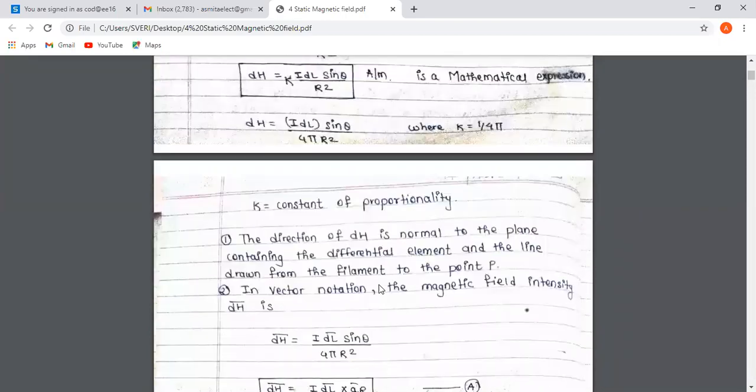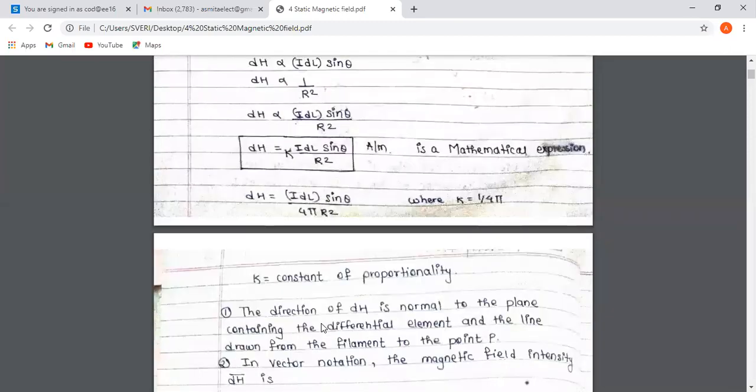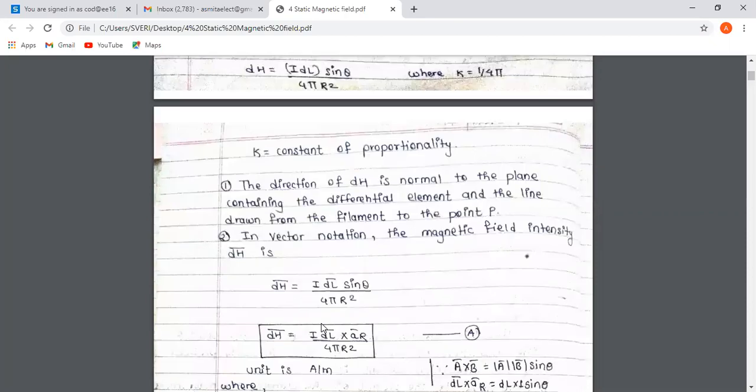So we can define dH as proportional to I dl sine theta upon r square, and dH is equal to K into I dl sine theta upon r square ampere per meter, where K is the constant of proportionality and it is 1 upon 4 pi. So we get the final equation as dH bar is equal to I dl bar sine theta upon 4 pi r square.